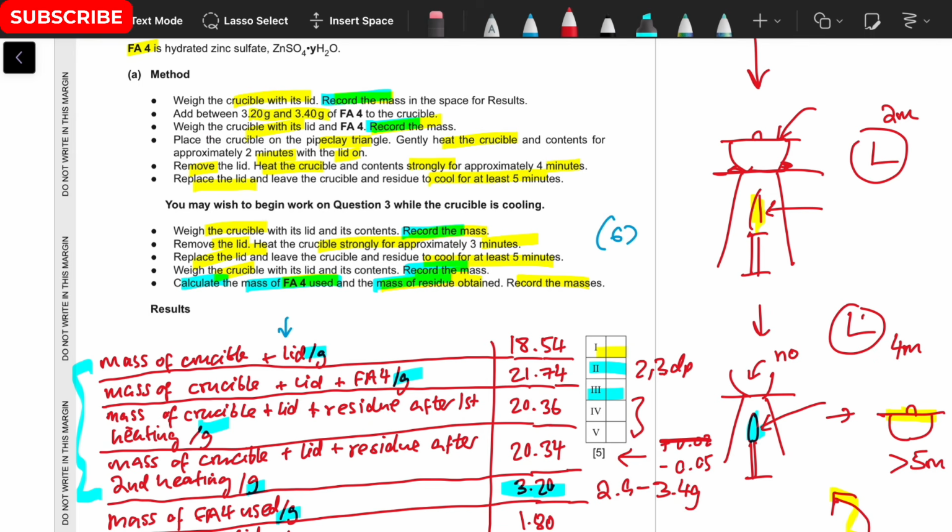Just to briefly touch up on this bit a little more. What this essentially means is the reading after the second heating should be no more than 0.02 grams higher than the first mass, and no more than 0.05 grams lower than the first mass. So there should be little difference between the two.